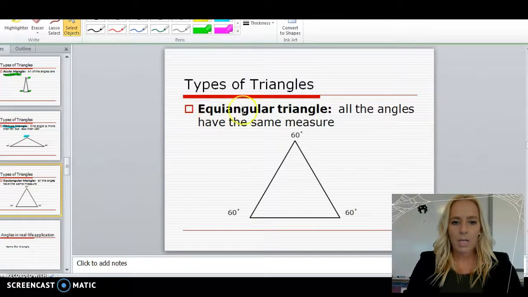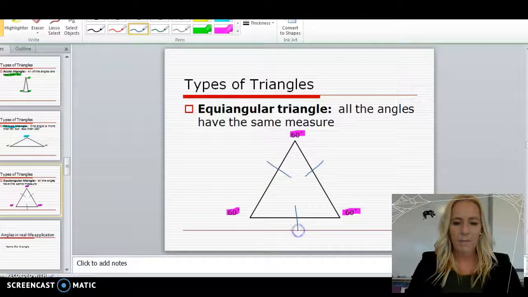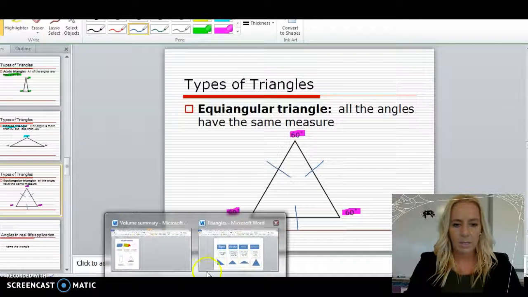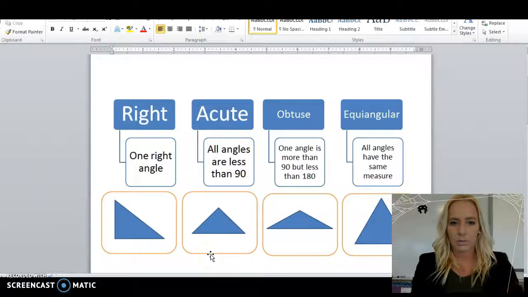This is what we call an equiangular triangle. This is when all of the angles have the same measure. So this is a 60, 60, 60 triangle. And from our last video, as discussed, this also indicates that all the sides have the same length. So all of the angles and all of the sides are the same. So let's visit your graphic organizer to talk more specifically about these types of triangles.